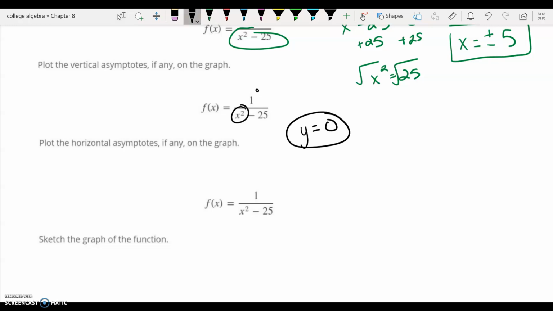And when it says sketch the graph, you're going to have to plug in points. So I'm going to plug in 0 for my x, 1 for my x, 2 for my x, 3 for my x. So as an example, if I plug in 0, I get 1 over negative 25. And you would do the other ones and solve for the other ones. So plug in and solve it.